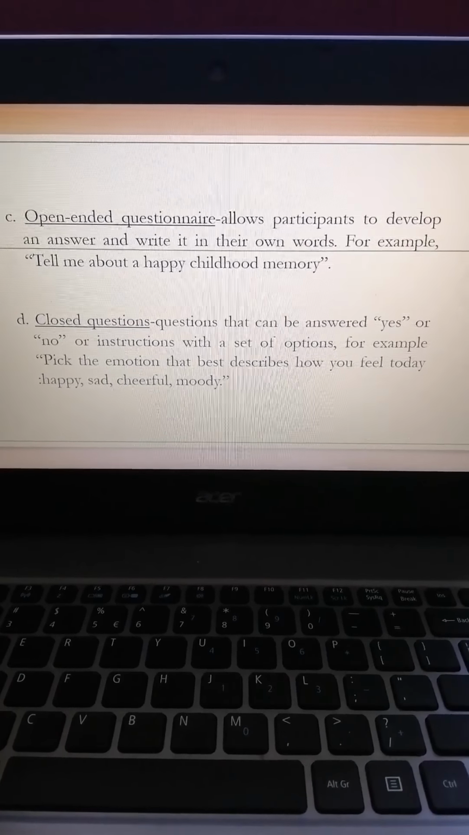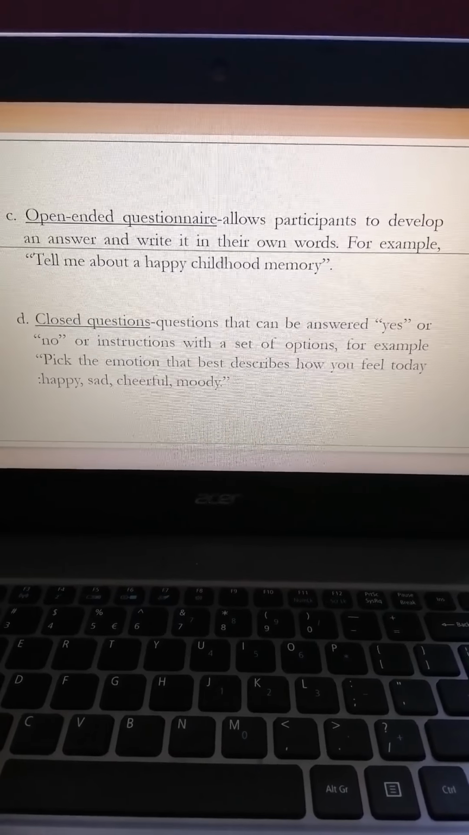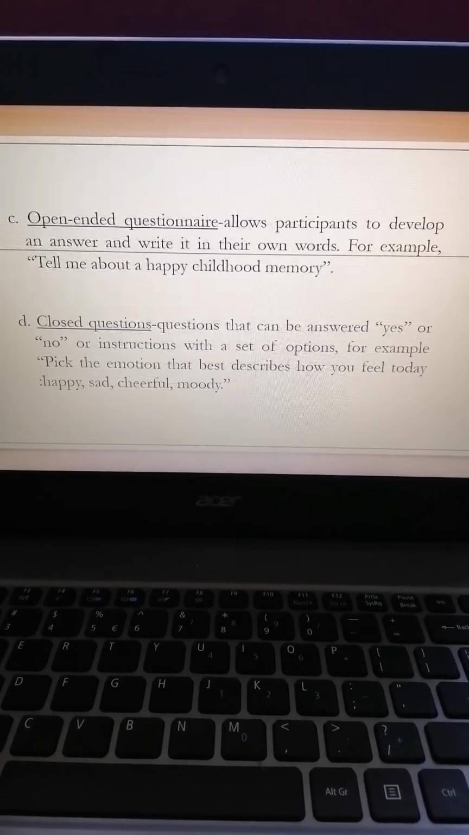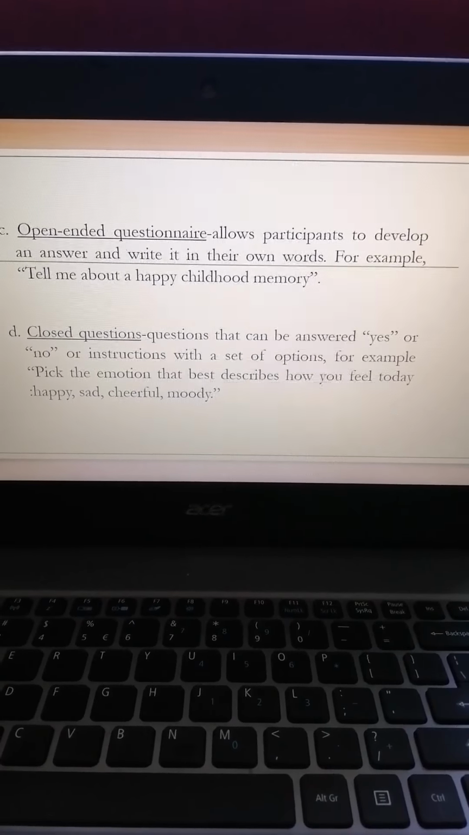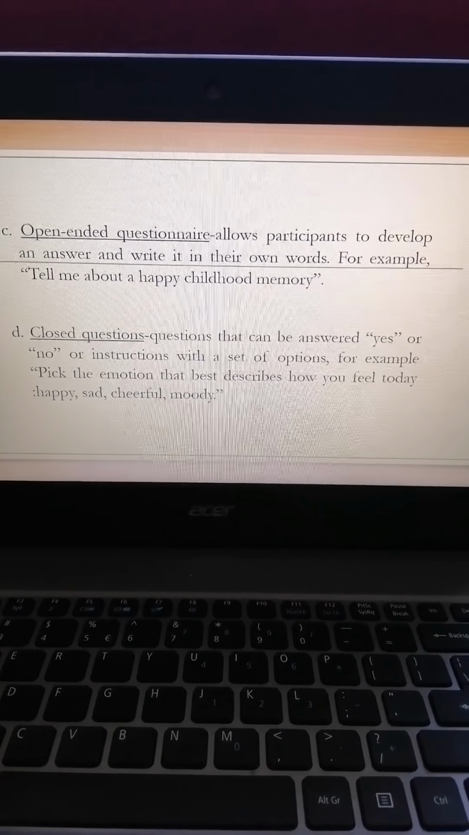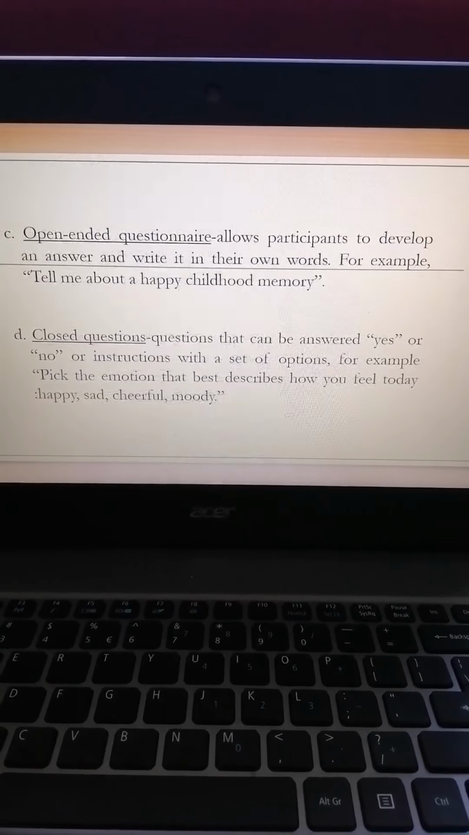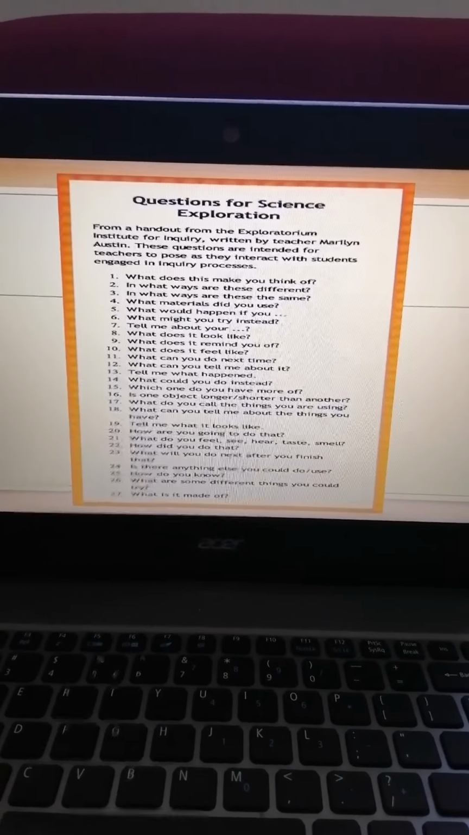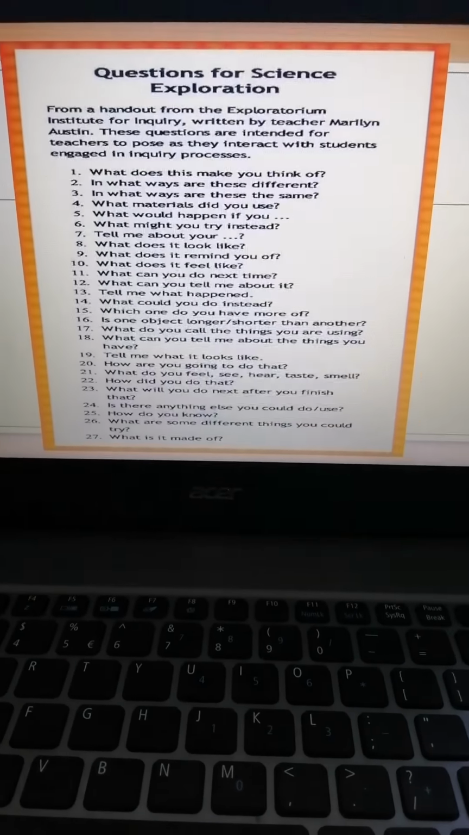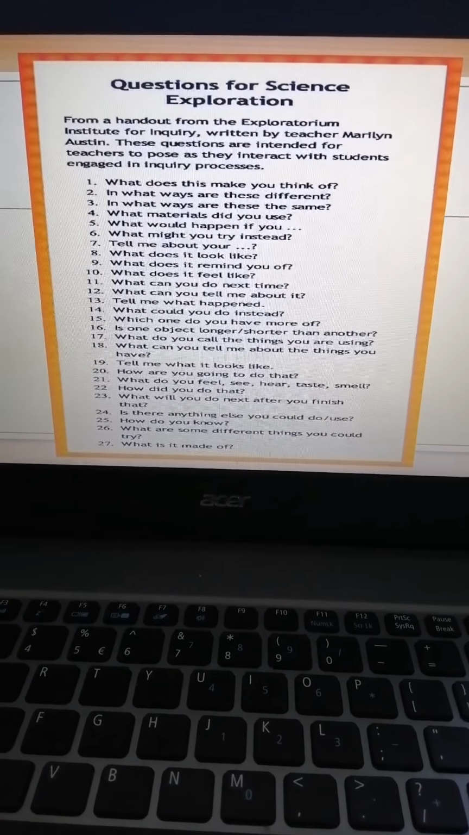Questionnaires can be found in two different types. The first one is open-ended questionnaire, and the next one is closed-ended questionnaire. Open-ended questionnaire allows participants to develop an answer and write it in their own words. For example, tell me about a happy childhood memory. And the other example here I found from the internet, questions for science exploration.